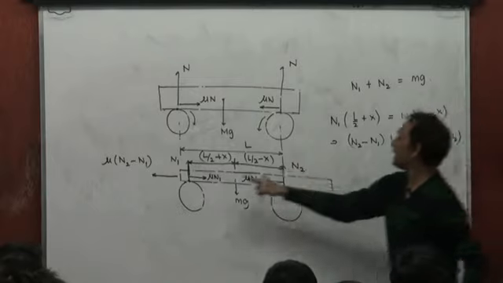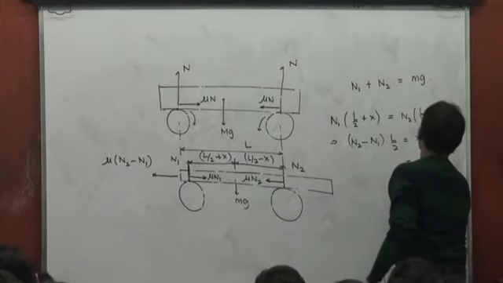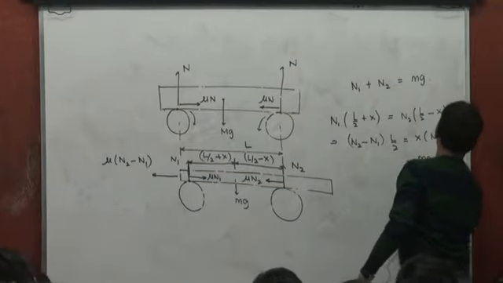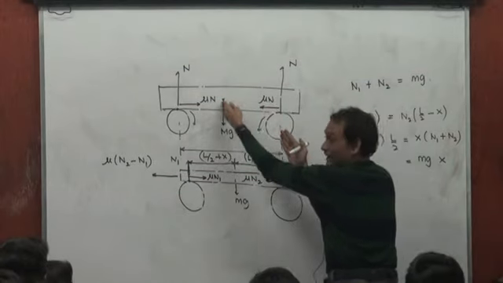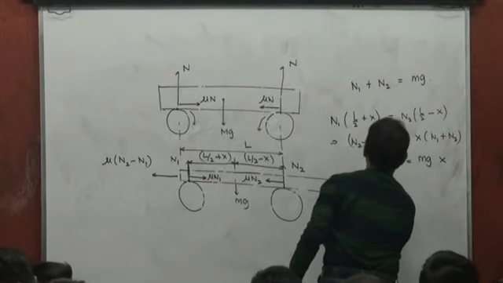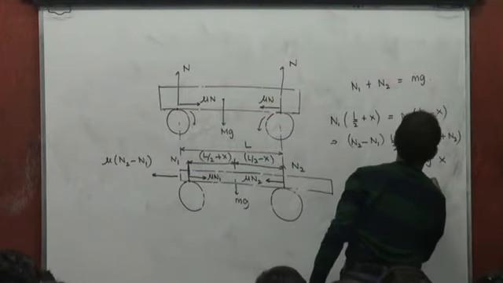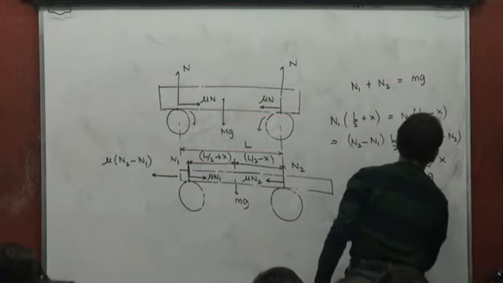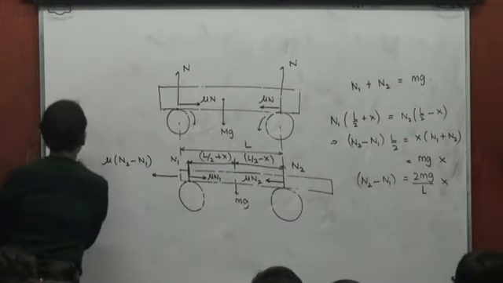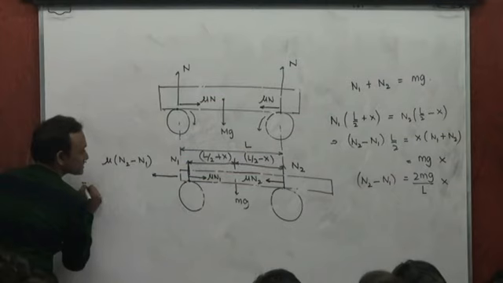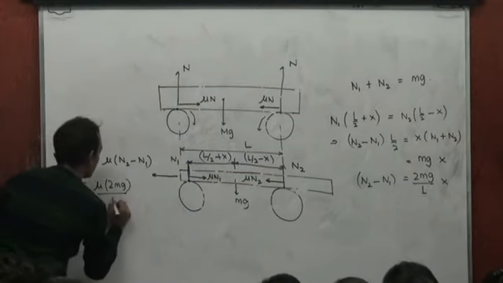Right? But N1 plus N2 will still balance the weight. So this is mg into X, where X is the displacement from the equilibrium position. So that gives me N2 minus N1 equals 2 mg by L into X. And the restoring force then is mu times 2 mg by L into X.